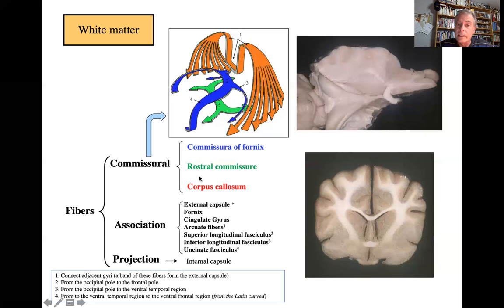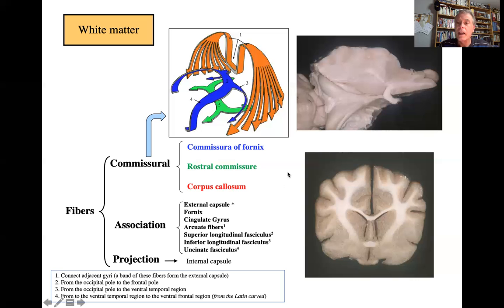And finally, here in green, the corpus callosum. The corpus callosum communicates the neocortices, right, between both hemispheres. And you have it here, the corpus callosum, and here the corpus callosum.